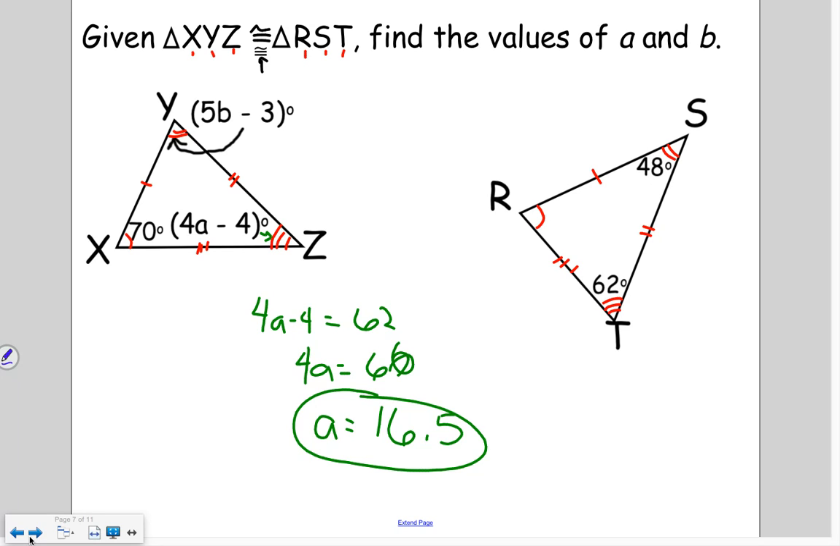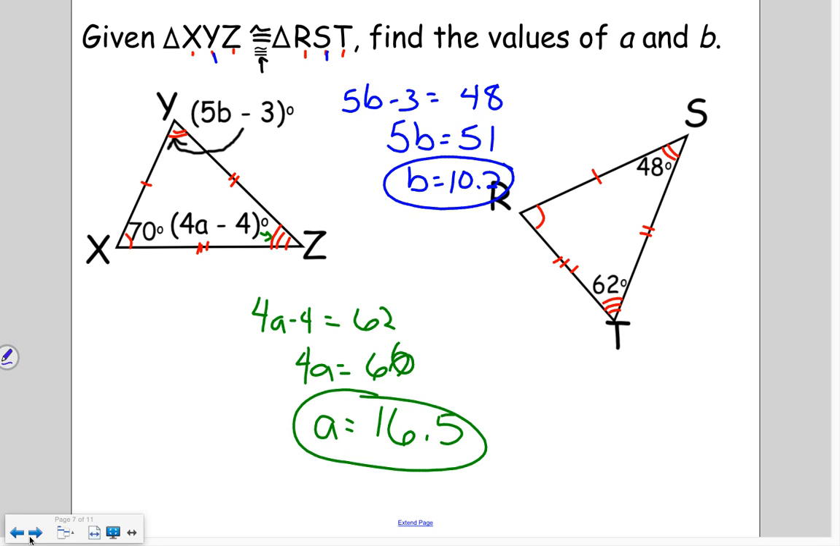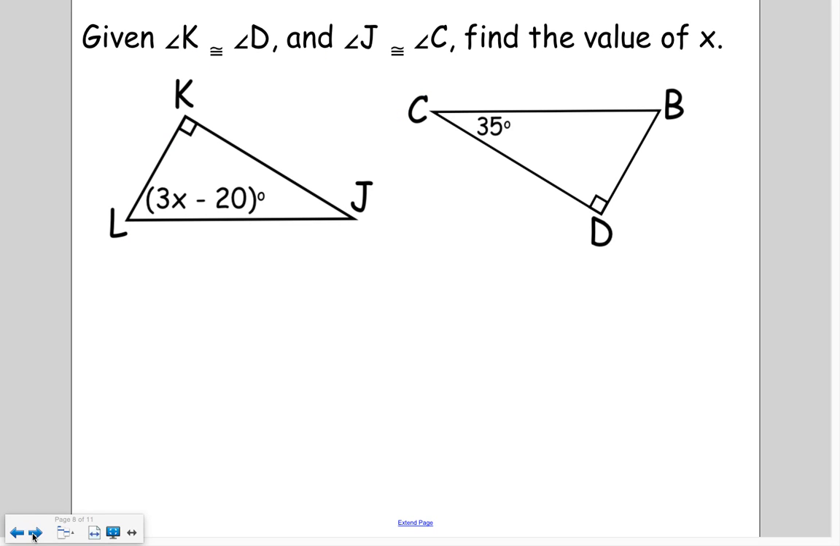Can do the same thing with this B expression. That's what angle Y equals. Well, Y is congruent to S, which is 48. Add 3 to both sides. Divide by 5. 10.2, or 10 and 1/5. Okay. We got A and B, and that's what we were looking for here. And we use the fact that we had the congruent angle pairs to get our solutions.